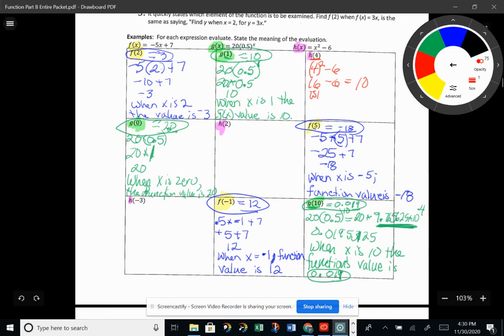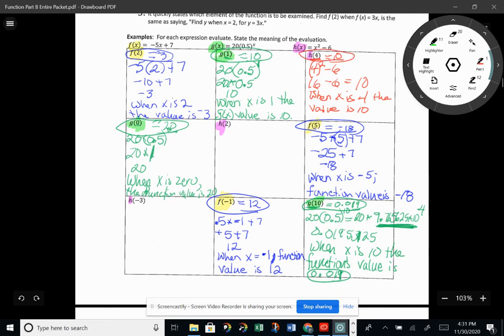So again, when x ends up being 4, the value is 10. So this ends up being 10.